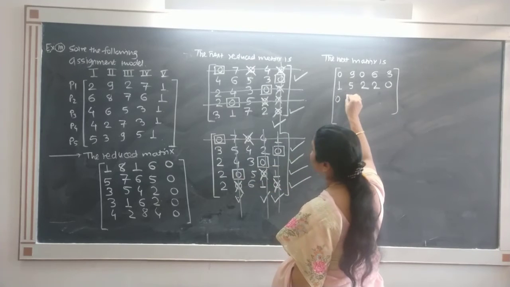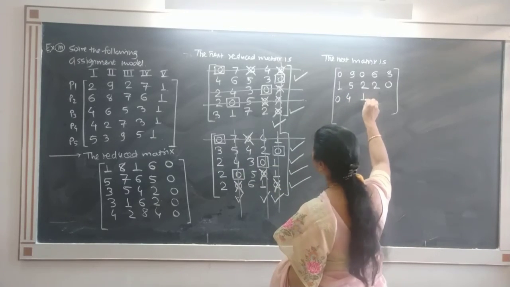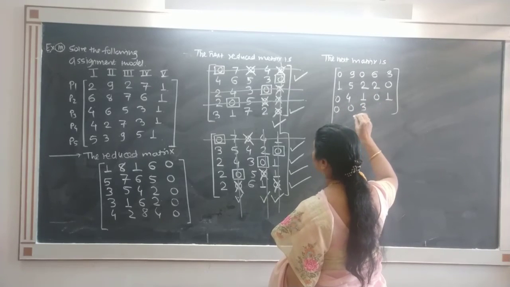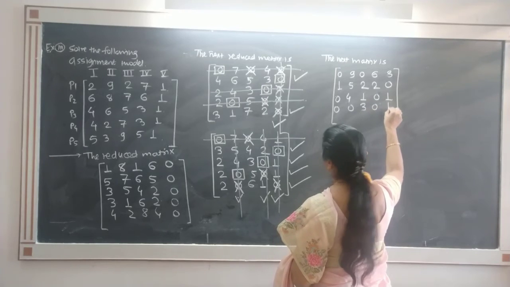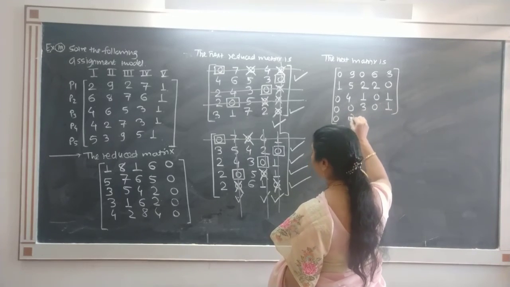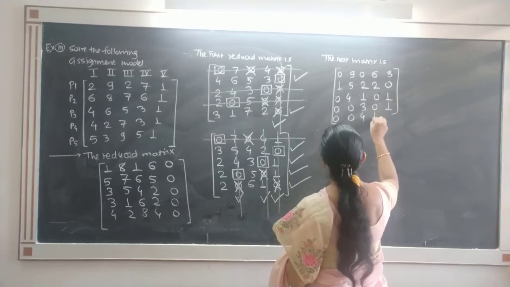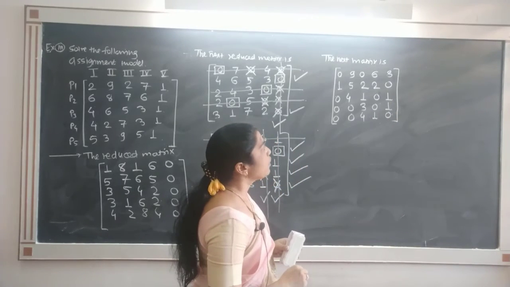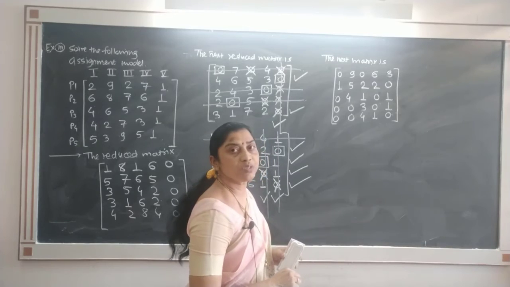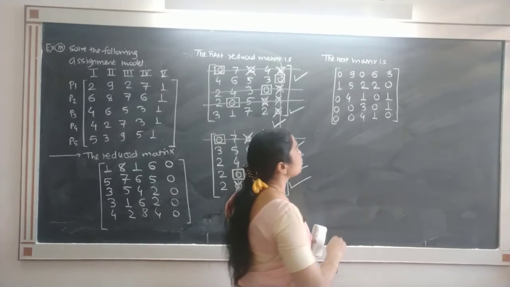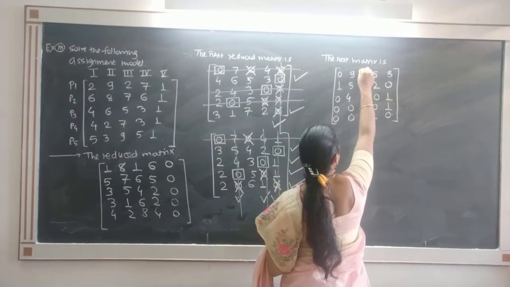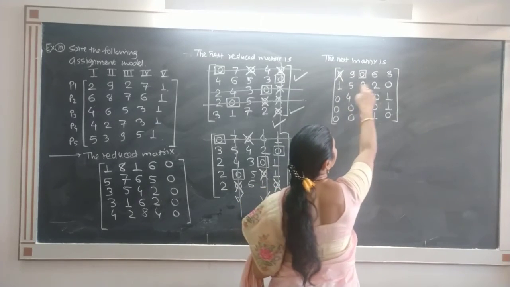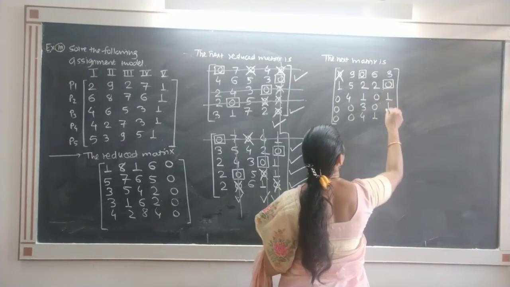Subtract 2 from here, it becomes 0, 4, 1, 0, 1, 0, 0, 3, 0, 1, 0, 0, 4, 1, 0. Each row and each column contains 0. So now search for single 0. Single 0 is in the third column. So box that. Cross out the remaining. Now single 0 is in the second row. So box that. Cross out the remaining.